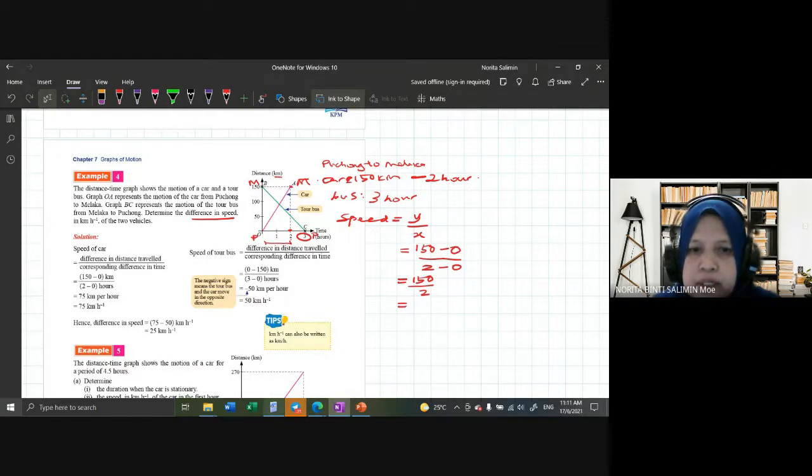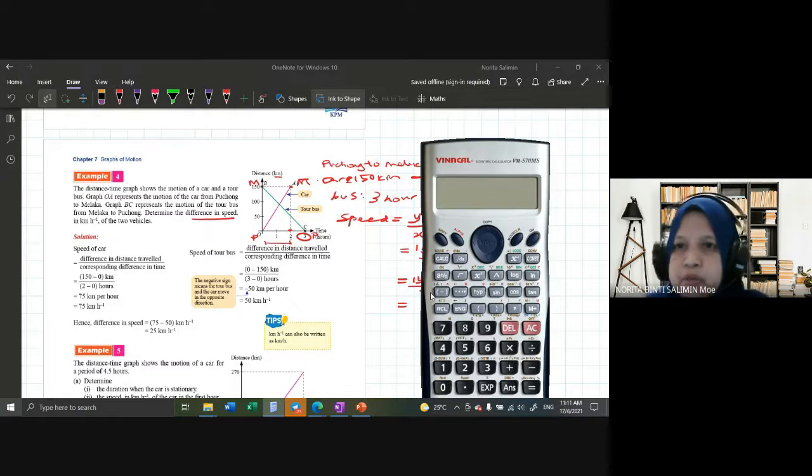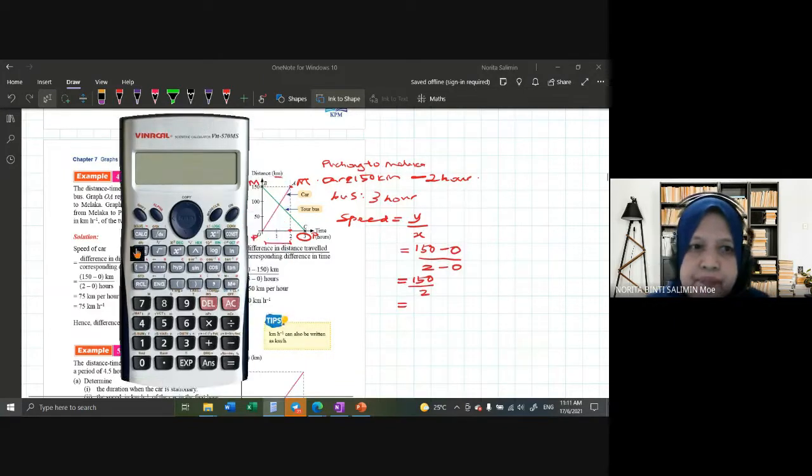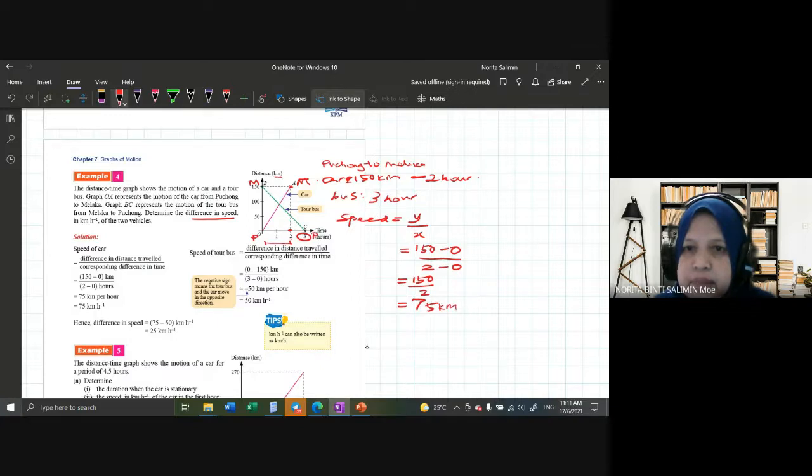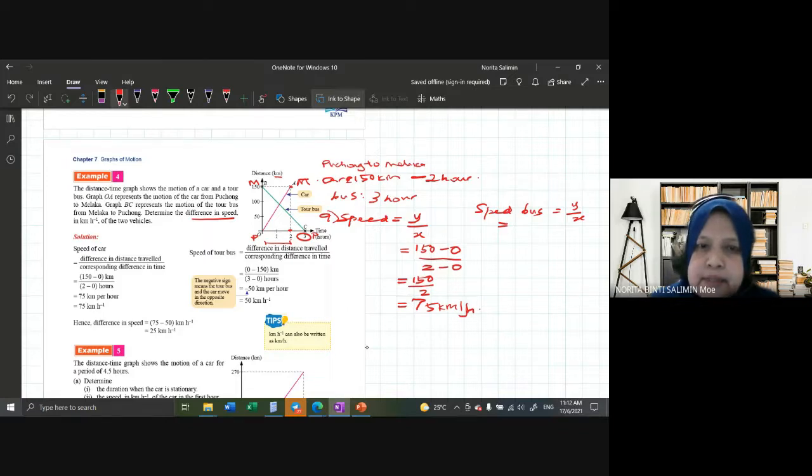Okay, what is 150 over 2? If you have a calculator, 150 divided by 2 is 75. So for the car, 75 kilometers per hour. This is the speed for the car. Okay, for the bus, the speed for the bus is also y divided by x. The green line is for the bus.